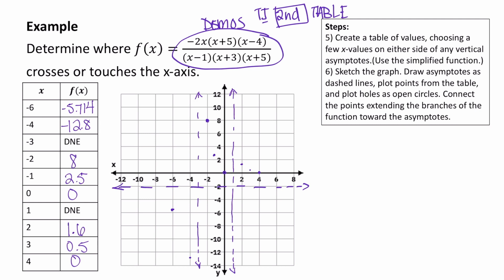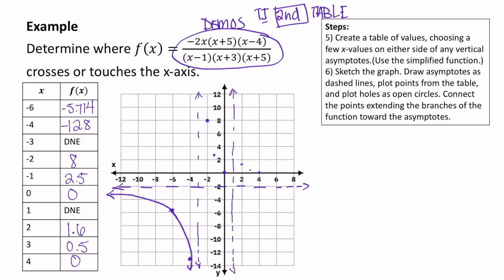So now let's plot these points. We have -6, -5.7, -4, -12.8, and then at -3, it doesn't exist. So this is going to be one piece of our function. It's going to go like this, and then that horizontal asymptote tells us the end behavior. So the graph is going to go like that.